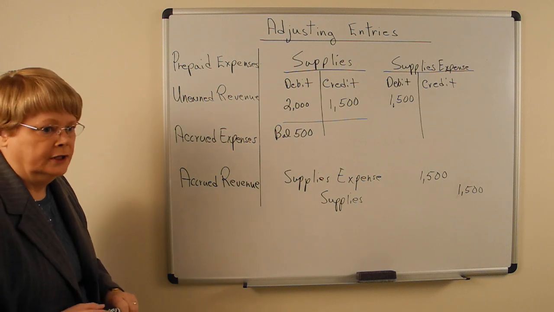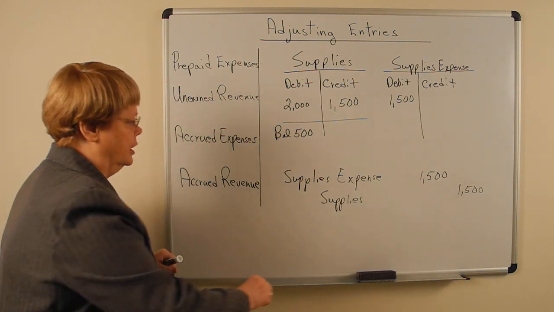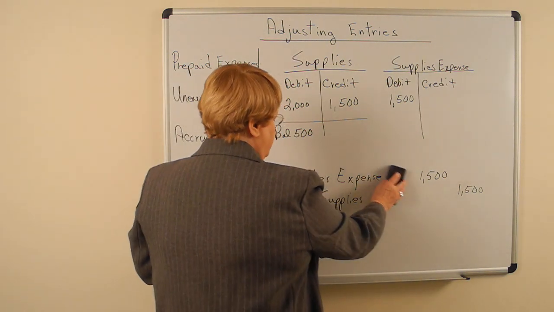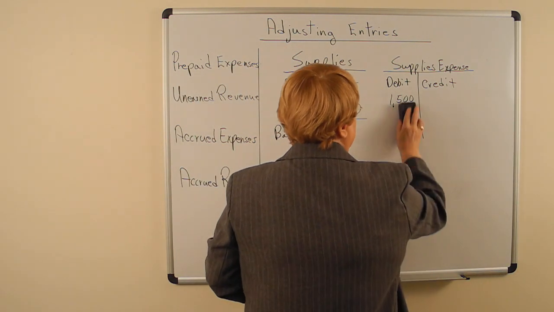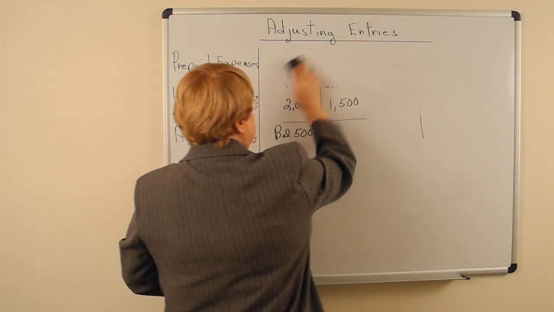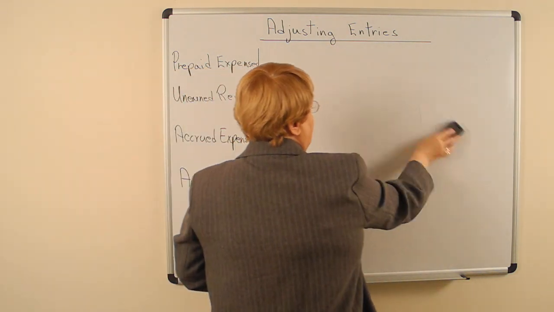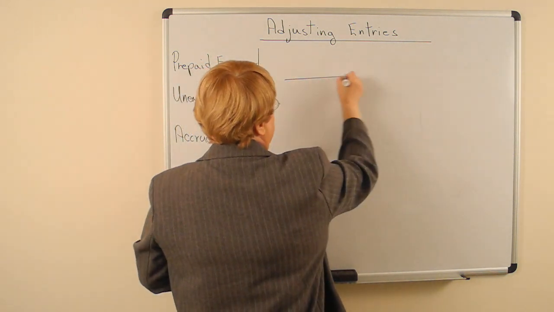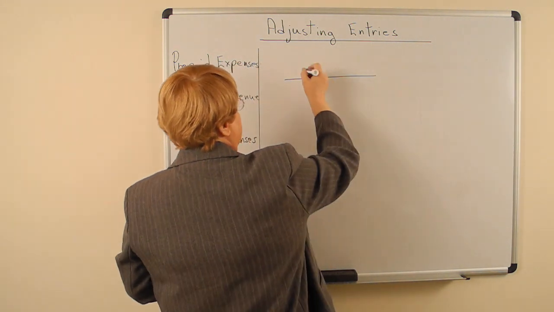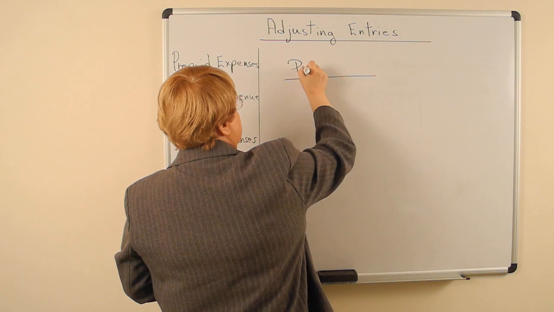All right, let's move on. Let's talk about another type of prepaid expense, which is prepaid insurance. We'll put up the T accounts again. I'm not going to put the debits and credits in this time. I'm going to say prepaid insurance.